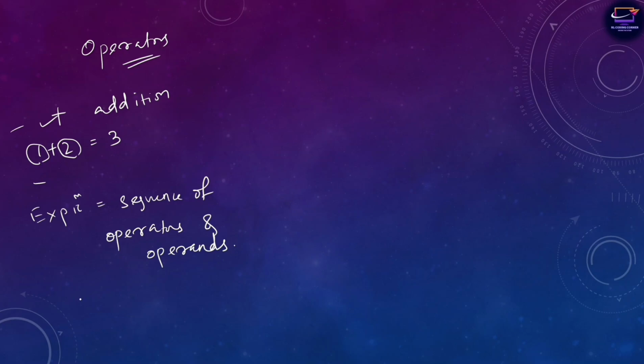Suppose I am taking x equals 2 plus 3. So this is an expression. Here 2 and 3 are operands. Plus and equals are operators. X is a variable. And after processing, it will give a single value, that is 5, which is assigned to the variable x.